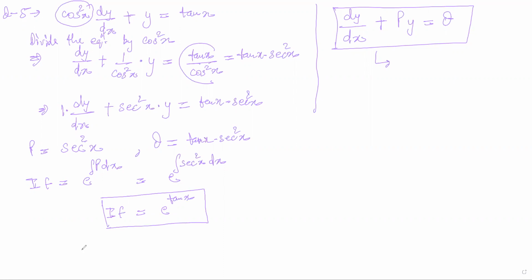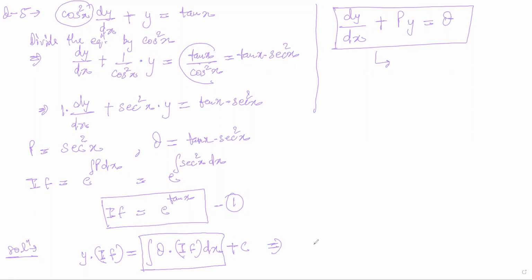Now, I have to find the solution. So the solution is y into integrating factor. This is the first equation. You can write it down as first. Y into integrating factor is equal to integral of q into integrating factor into dx plus c, right? We know the value of q, we know the value of the integrating factor. We just have to solve this integration.